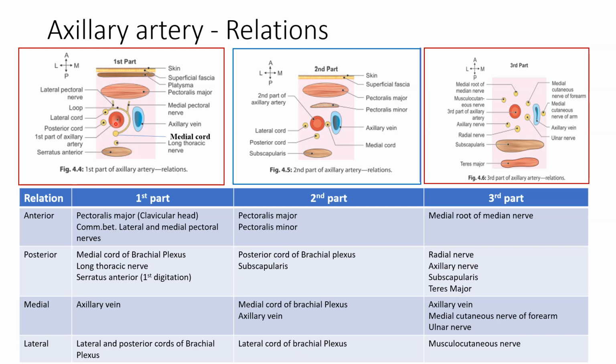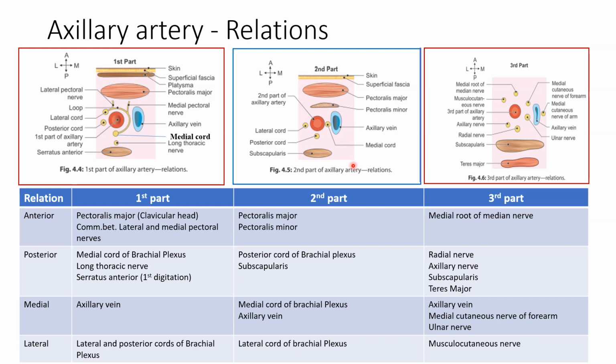Coming to the first part of the axillary artery, it is related anteriorly to the clavicular head of pectoralis major muscle and the communication between the lateral and medial pectoral nerves. Posteriorly, it is related to the medial cord of brachial plexus and long thoracic nerve and the serratus anterior muscle. That is the first digitation of the serratus anterior muscle. Medial relation is the axillary vein. Laterally, it is related to the lateral and posterior cords of brachial plexus.